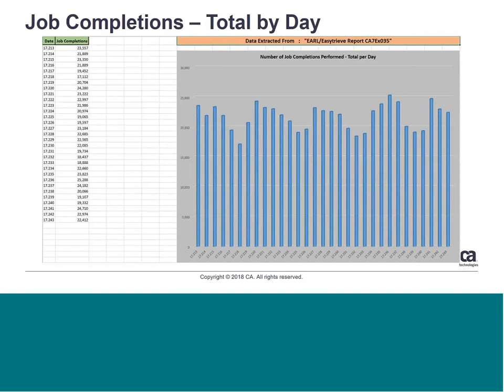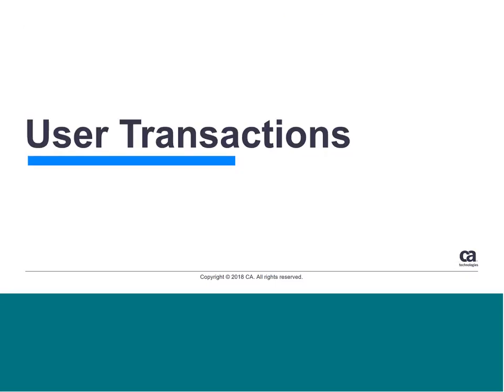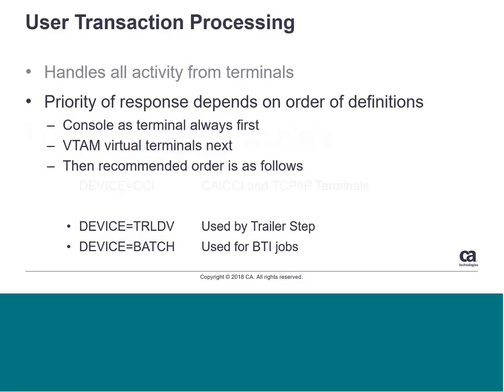And again, you then look at it with how many jobs we actually have completed on a day-by-day basis, and the total. Again, if you look at those in comparison, you'll see that they are fairly similar in terms of the overall view. Final area is user transactions. I'm going to go through this fairly quickly.